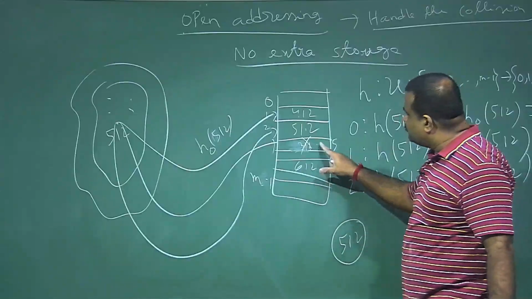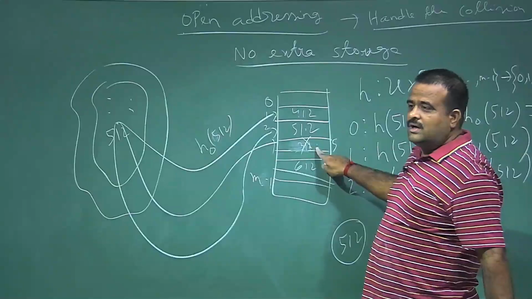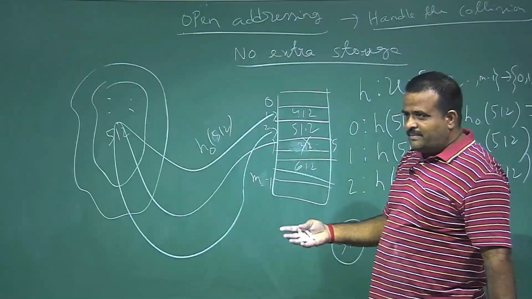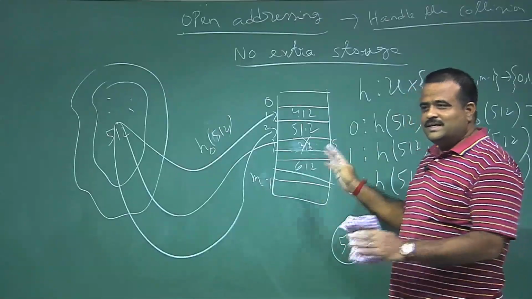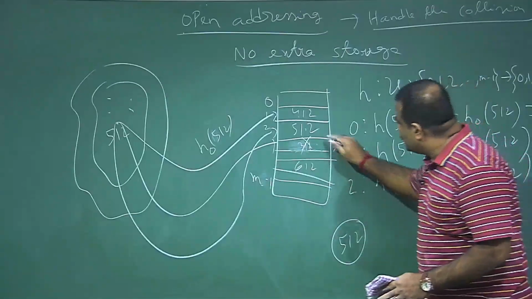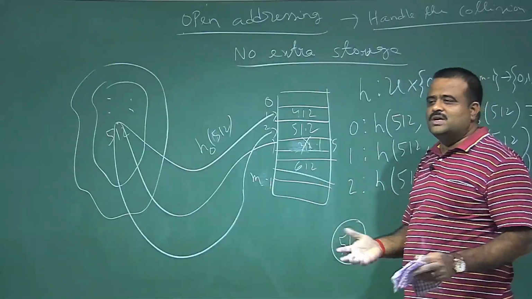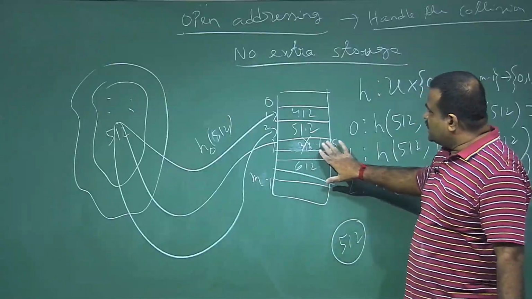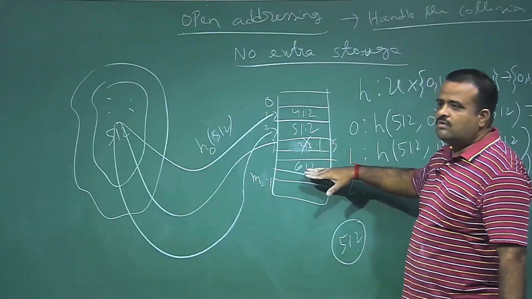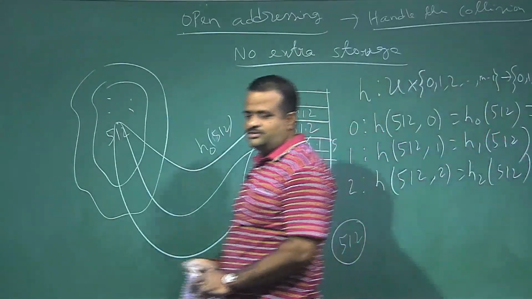So somehow we need to have some information here. This room was originally not empty, somebody was sitting here, and he or she has died. So we need to put a tag that some key was there, that this room was not empty from the beginning. With that tag we can go for further probes to find 512. That is how deletion needs to be handled.